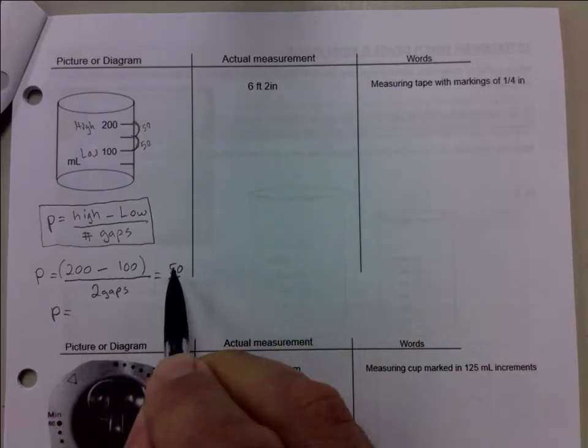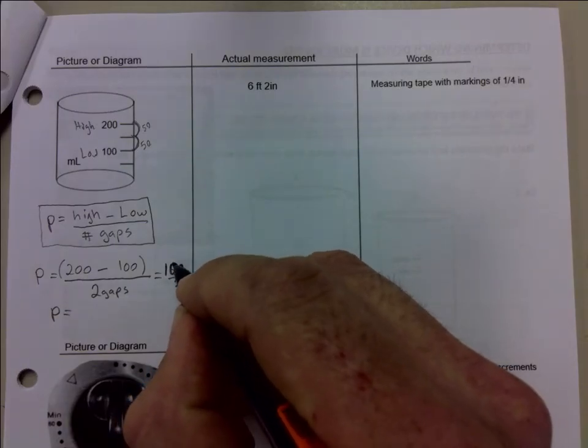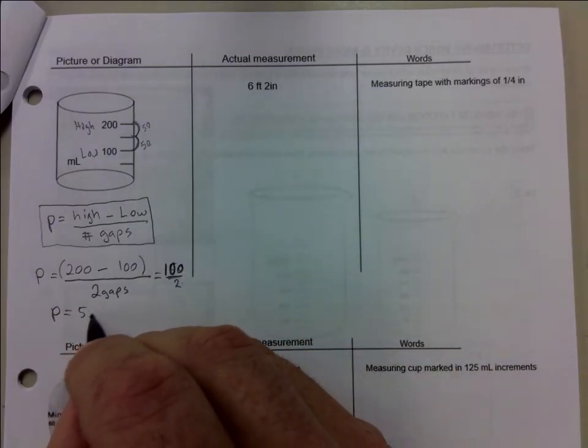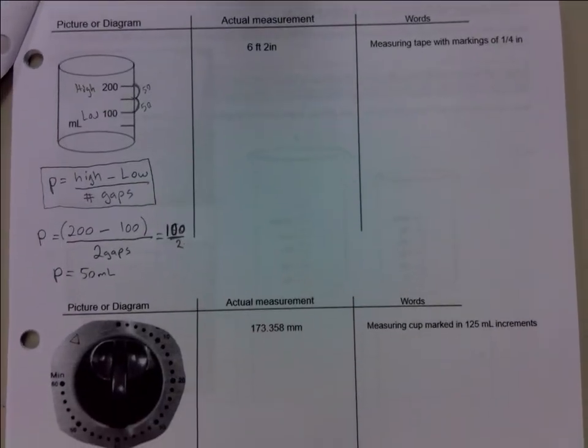So precision, sorry. What are you doing, Mr. Jackson? Are you okay? 100 divided by 2 is 50. So my precision is 50 here.